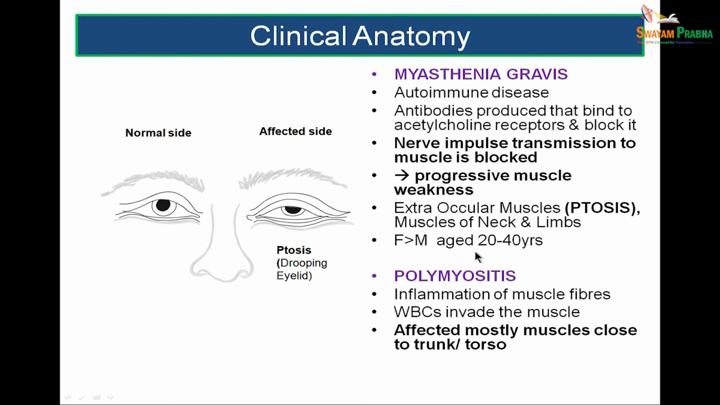Polymyositis is inflammation of muscle fibers. The WBCs invade them and it affects mostly muscles close to the trunk or the torso.